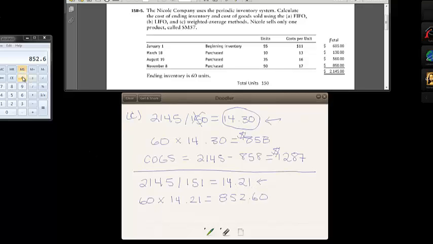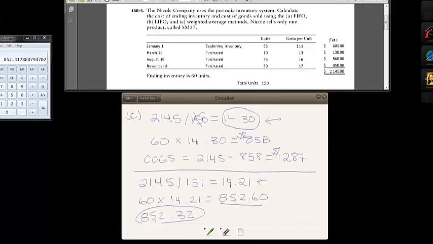Now, what if we didn't do that? What if we did not round to the nearest cent? What if we just went 2145 divided by 151 equals, okay, and there's that big long number there, and let's say we don't round it, and now let's multiply it by the number of ending inventory. We get $852.32. That is what happens when we don't round.